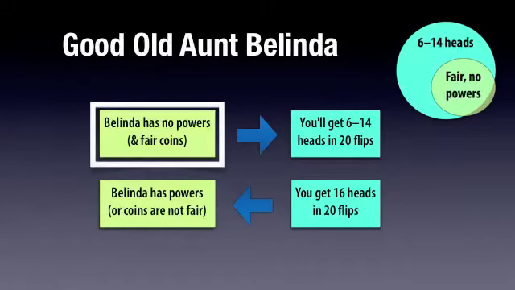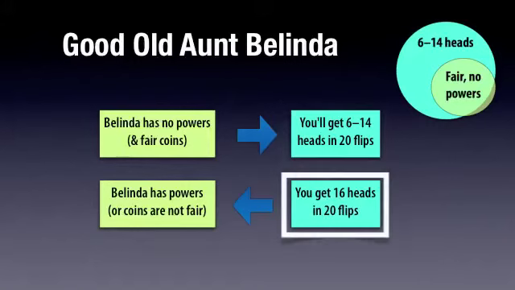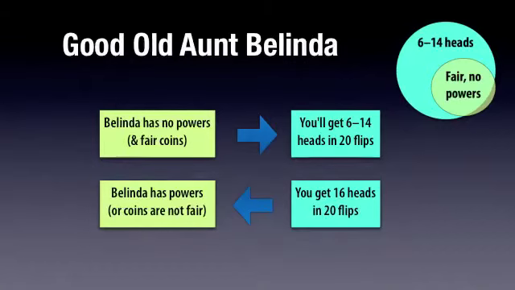If Belinda has no powers and the coins are fair, then you get 6 to 14 heads in 20 flips. And you can see the picture in the Euler diagram. That is, if it's in the yellow circle, it must be in the blue circle, except for the little exception sliver. But if it's outside the blue circle, like if you get 16 heads, then the first box has to be false. And the way that that can be false is either she has some powers or the coins are not fair. All right, moving on.